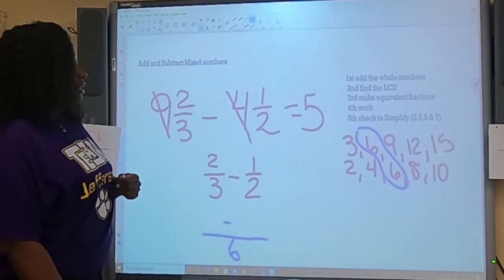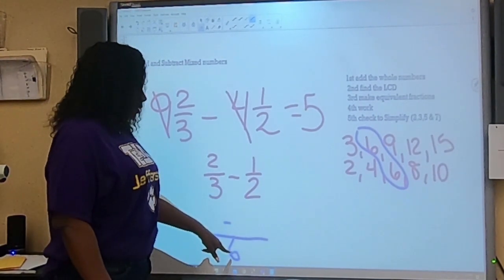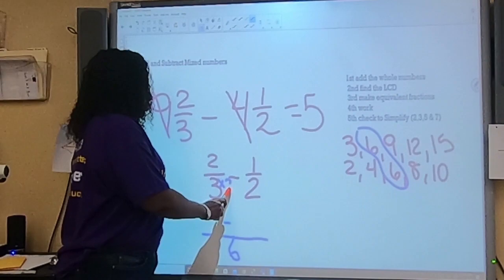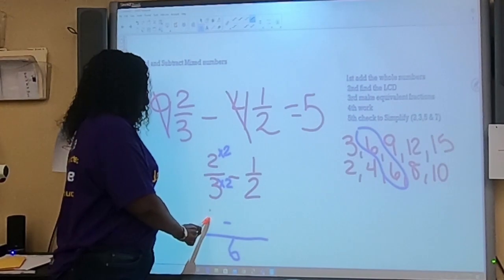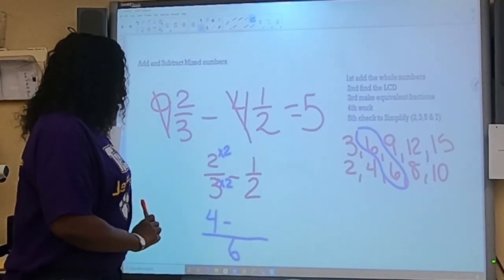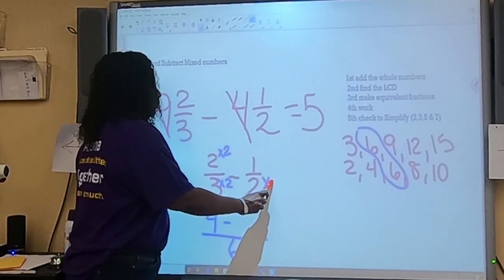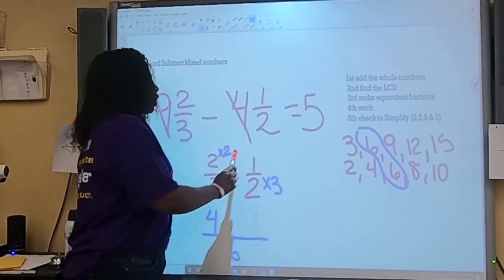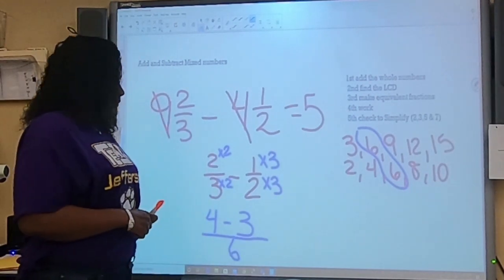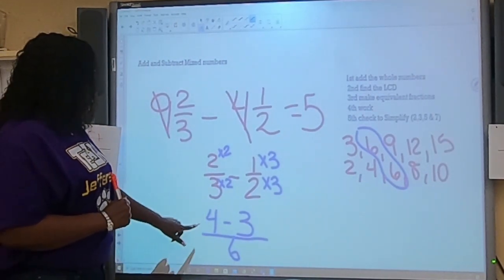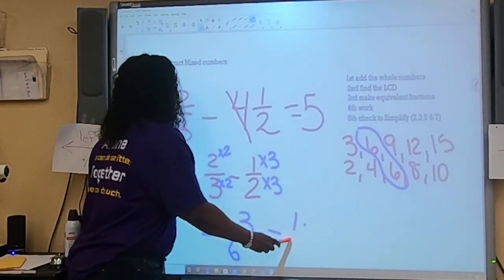I still follow my next step, make equivalent fractions. I ask myself, what did I do to 3 to get to 6? Well, I know that's times 2, and whatever we do to the bottom, we do to the top. So our numerator will be 4. I ask myself, what did I do to 2 to get to 6? That's times 3. And whatever we do to the bottom, we have to do to the top. So our numerator will be 3. So now I have 4/6 minus 3/6 equals 1/6.